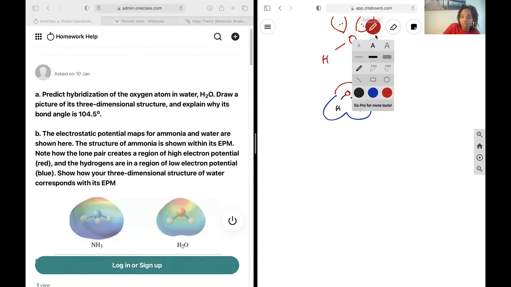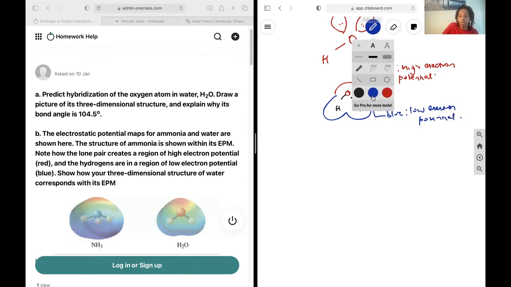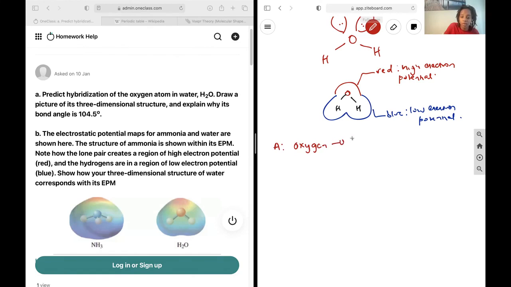And so what the red means is that you have an area of high electron potential. So that just means that the area is going to be a little bit more negative because you have more electrons around it. And our blue means that we have a low electron potential. And so we can explain this as being caused by, A, the fact that oxygen is very much more electronegative than the hydrogens.